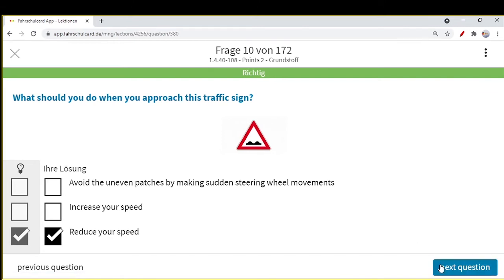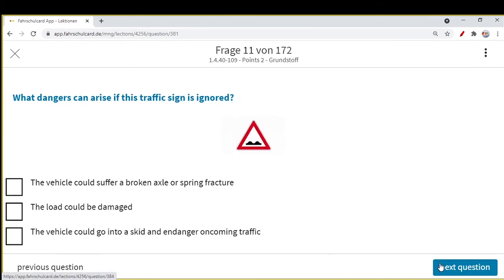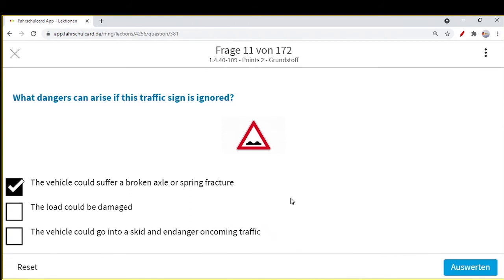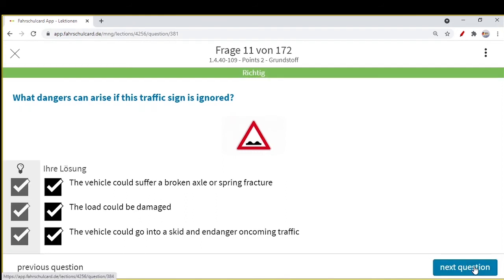So now let's move to the next question. Again, the next question is related to the same thing, the road is uneven. What dangers can arise if this traffic sign is ignored? The vehicle could suffer a broken axle or spring fracture. Yes, if you ignore this traffic sign and keep your speed the same as the previous speed, then it could be dangerous. Even the load on your vehicle could be damaged. The vehicle could go into a skid and endanger oncoming traffic. All possibilities are there because the road is uneven.